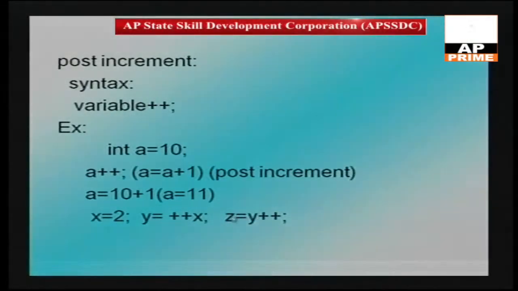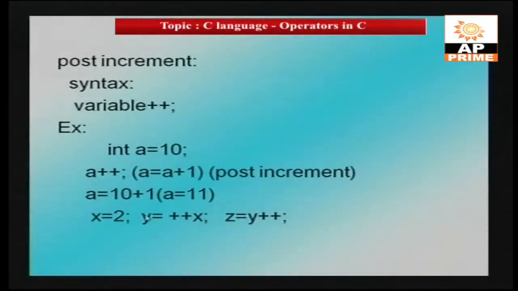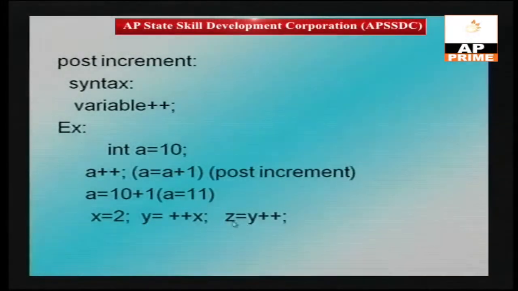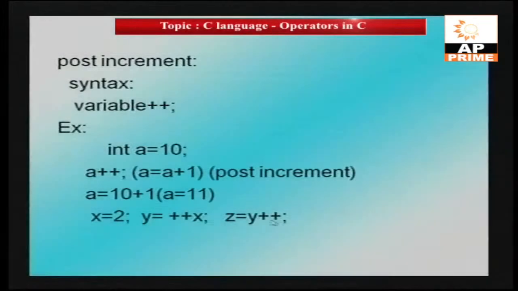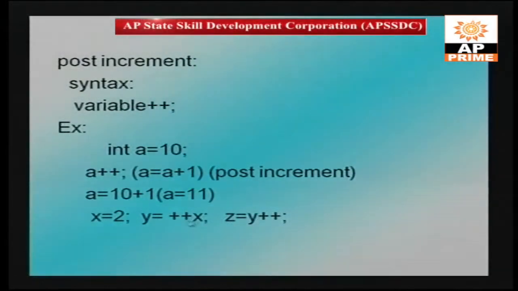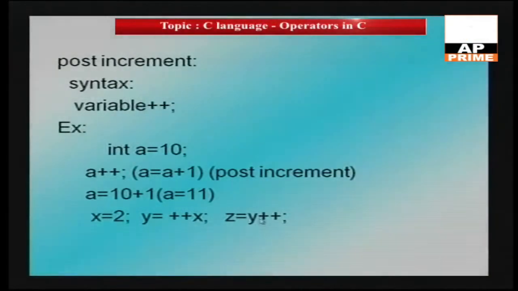Before increment, y is sent to z. What is the y value? 3. 3 is sent to z. Z is 3 only, but y is 3 plus 1, 4. That means what? Pre-increment means first 1 is added, then only the value is sent to the variable. Post-increment means before increment, the value is sent, then only the variable is incremented. Before increment, the variable will be sent to z, then only the value is incremented.